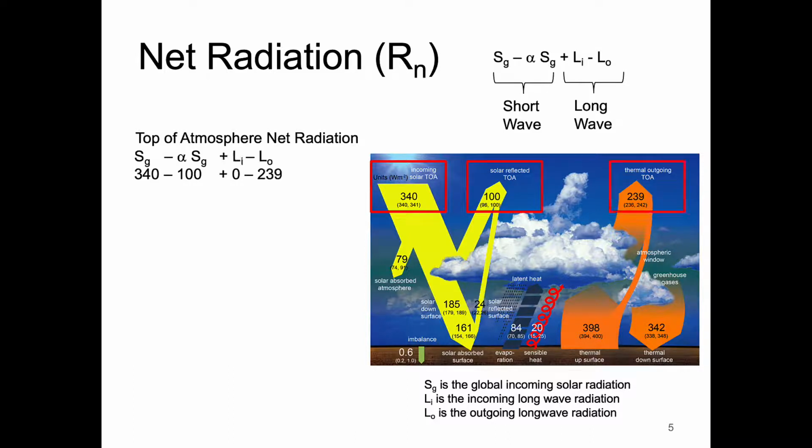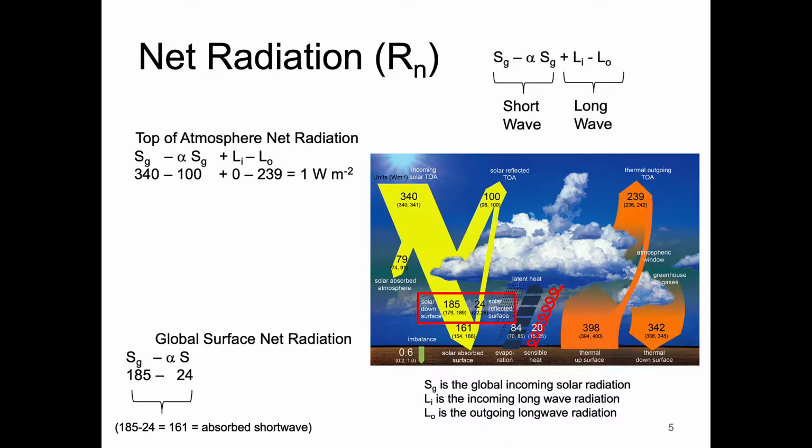Then for the net longwave radiation, we only have to consider the outgoing component equal to 239 watts per metre squared, as we are above the clouds and therefore have no incoming longwave radiation. Together these terms sum to a value of 1 watt per metre squared, so we have an imbalance at the top of the atmosphere. Moving on to the surface, we can follow similar steps to estimate the net radiation Rn.